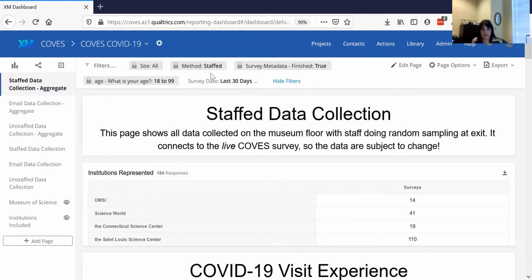To compensate for this being a live dashboard, I've tried to do a little bit of data cleaning on the front end to omit any lower quality surveys or a 16-year-old who happened to take the survey, as we would have done normally.